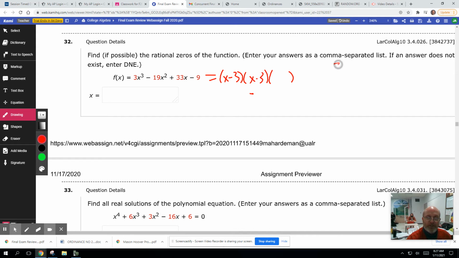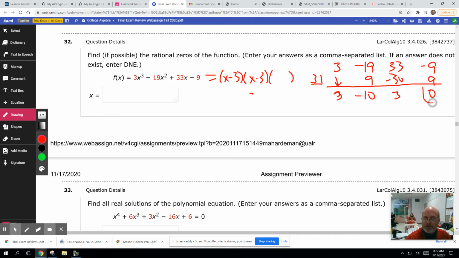So I'm going to divide this by x minus 3. I'm going to do the synthetic division again. I've got 3 for the coefficient of x cubed, negative 19, the coefficient of x squared, 33, the coefficient of x, and negative 9 is my constant. I'm going to put 3 in the box, and I'm going to bring down the 3. I'm going to multiply that times what's in the box, get 9. Add that column, multiply by what's in the box, get negative 30. Add that column. I'm going to multiply again, and my remainder is 0. So that tells me that if I multiply these two factors together, I would get 3x squared minus 10x plus 3.